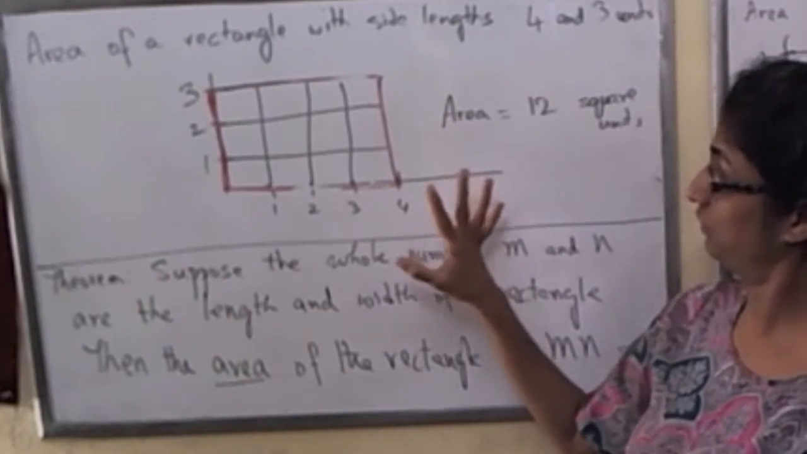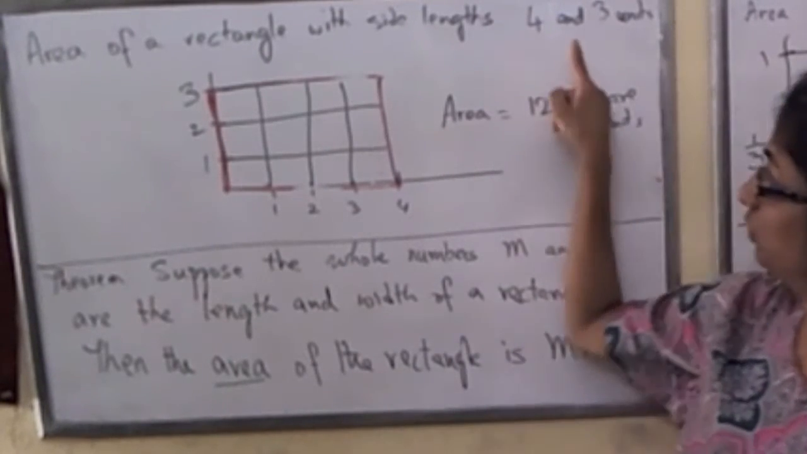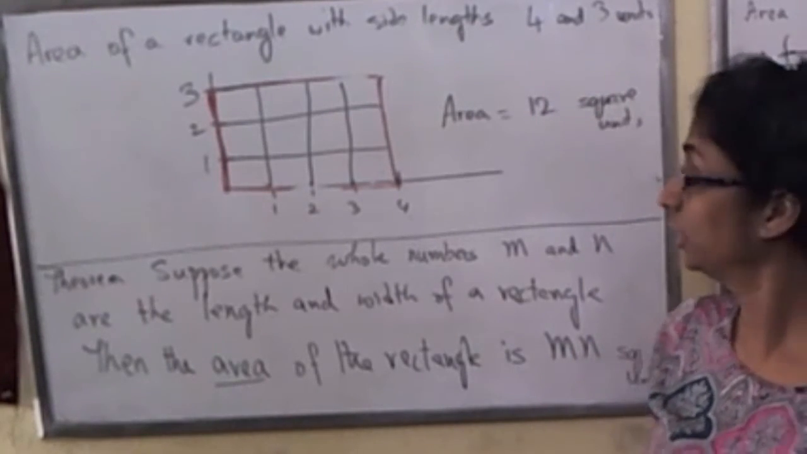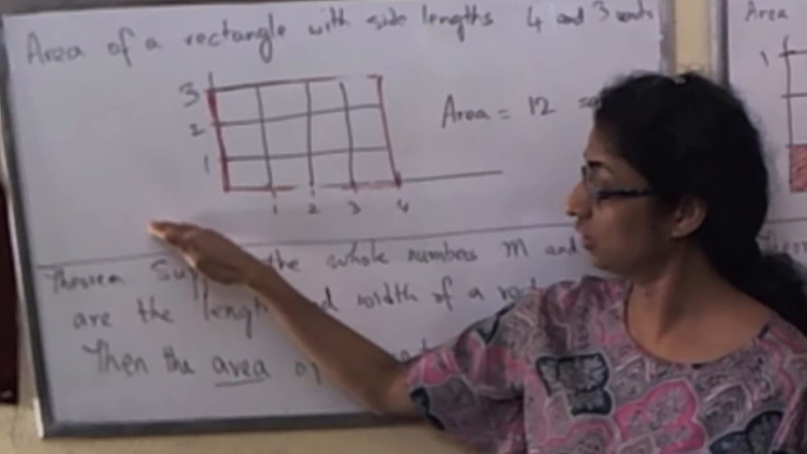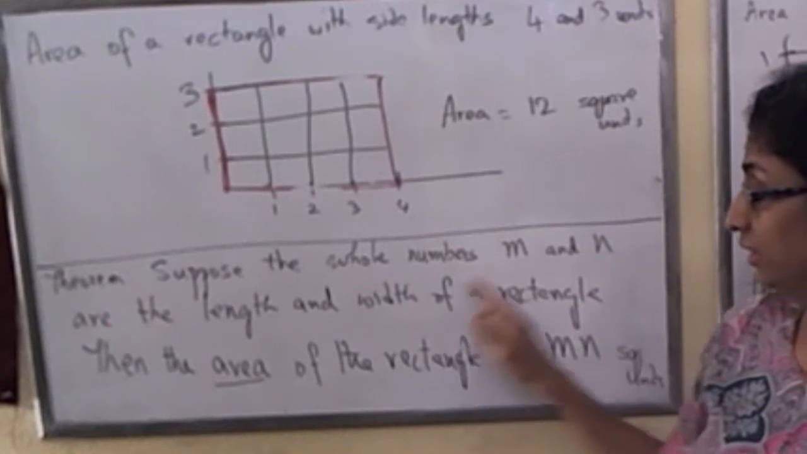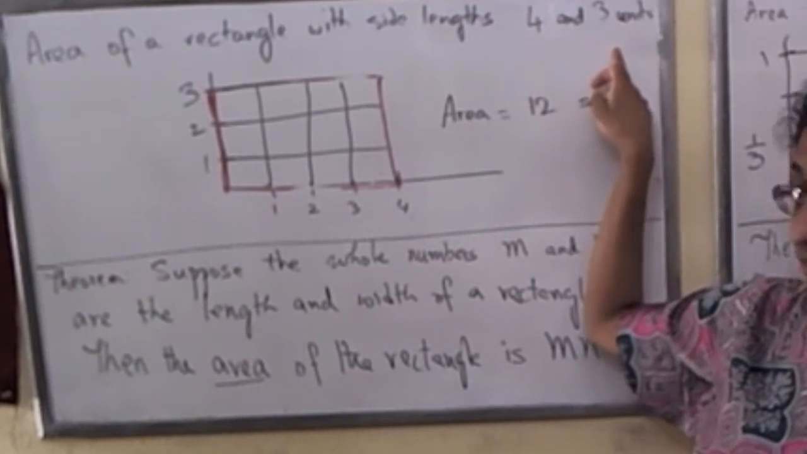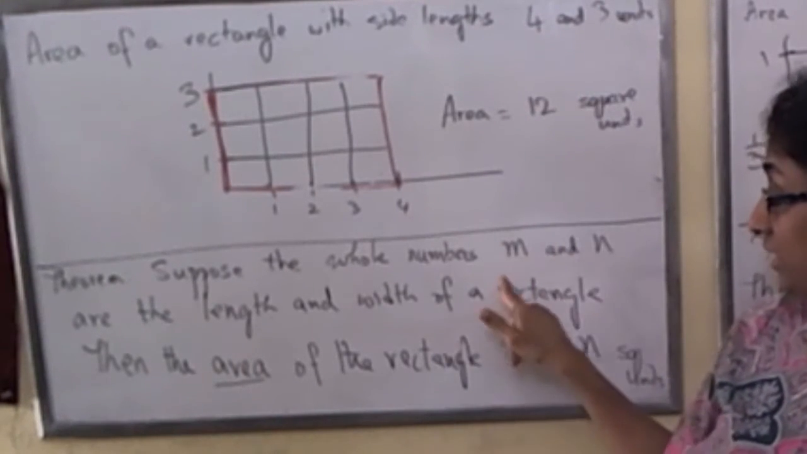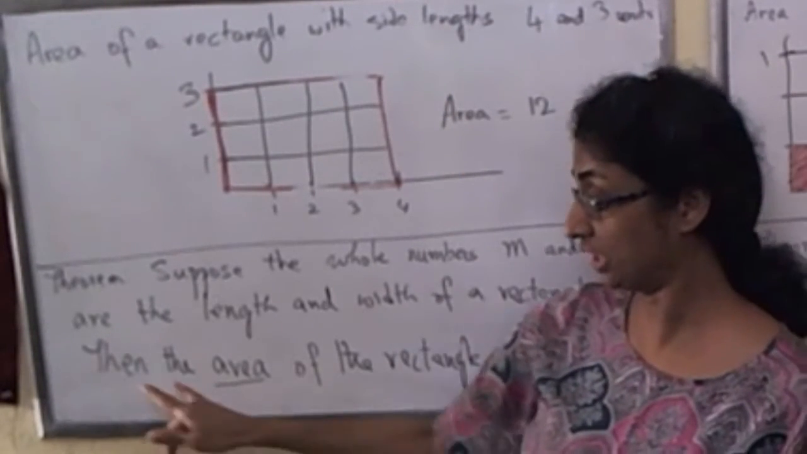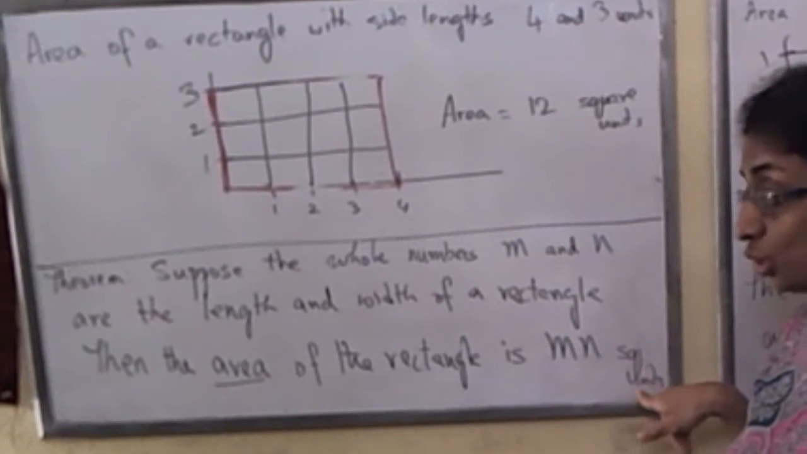Now even though here I have used specific numbers 4 and 3, the same argument holds true if you were to change the numbers 4 and 3 to some other whole numbers. So that logic leads us to this theorem. Suppose the whole numbers m and n are the length and width of the rectangle. So in this case m and n are 4 and 3, but this argument holds true for any whole numbers m and n. And using that argument, in each case, we can conclude that the area of the rectangle is simply m times n square units.